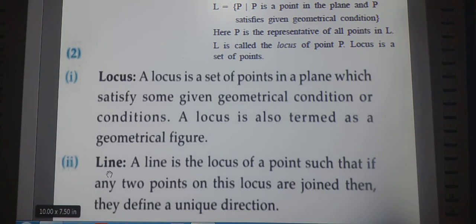Now the next definition is line. A line is the locus of a point such that if any two points on this locus are joined, then they define a unique direction.